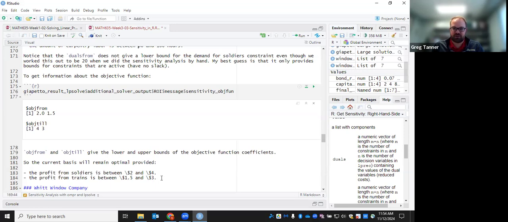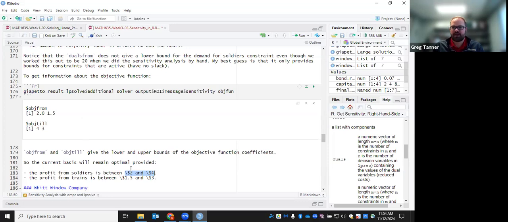And in this case, the actual solution doesn't change as long as we're within these bounds. Remember that we're changing only one of those at a time. If we change multiple ones at a time, then we've got to use another trick or consider that separately. But if we consider only changing one at a time, we could change the profit from soldiers anywhere between 2 and 4, and the current basis will remain optimal, and we'll still make 20 soldiers and 60 trains.